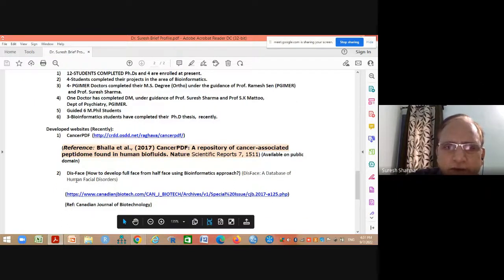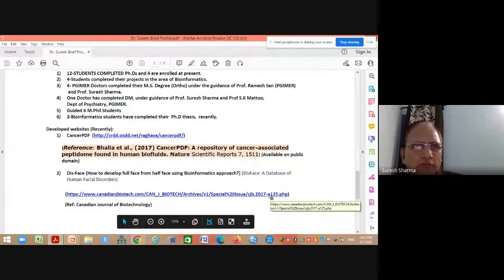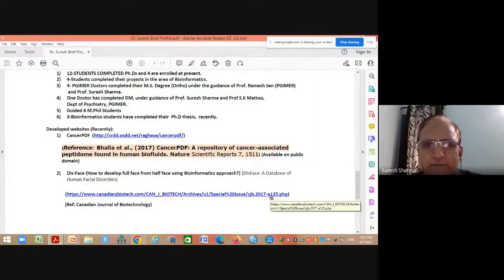Another website is this one, Disface, how to make a full face from a half face. This is another website which we have developed. For example, if somebody goes to an ATM machine and there is a camera on the left hand side, the camera will capture only the left side. Then how to develop the picture from half face to full face, not using camera tricks, but by using a bioinformatics approach. So it is very important, and people are using all these techniques.